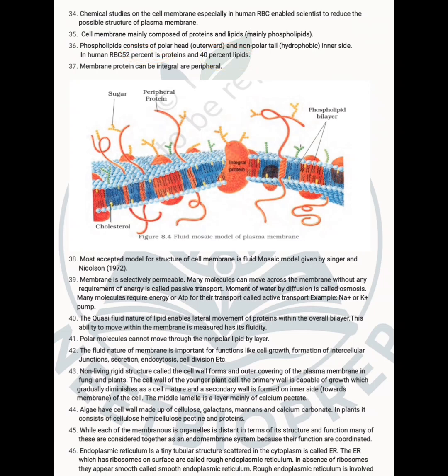Membrane proteins can be integral and peripheral. The most accepted model for the structure of the cell membrane is the fluid mosaic model, given by Singer and Nicholson in 1972. The membrane is selectively permeable. Many molecules can move across the membrane without any requirement of energy, which is known as passive transport or diffusion. Movement of water by diffusion is known as osmosis.